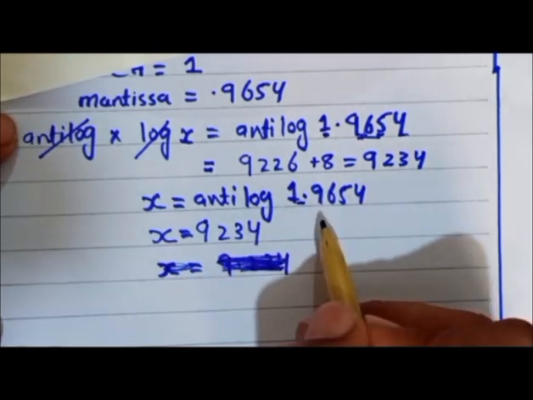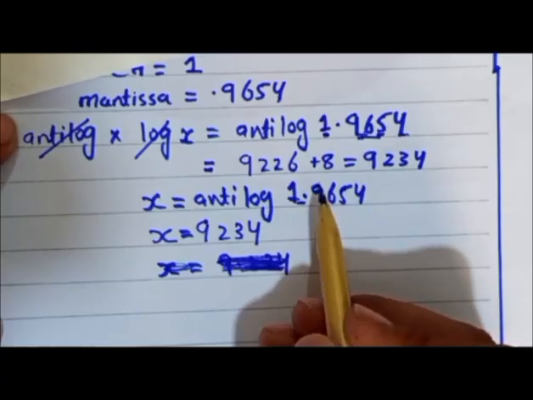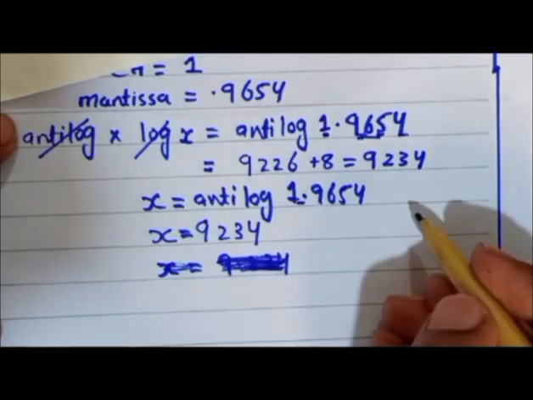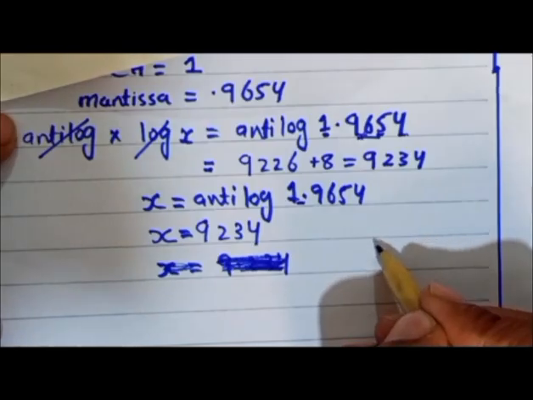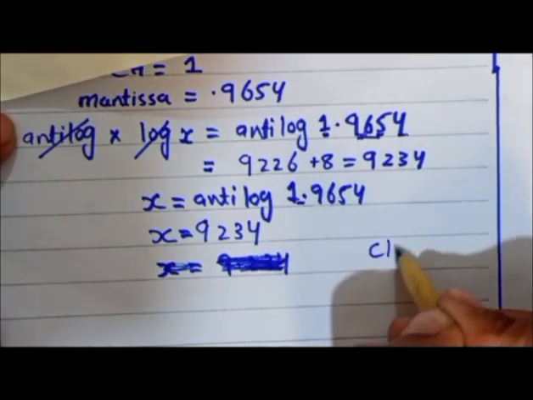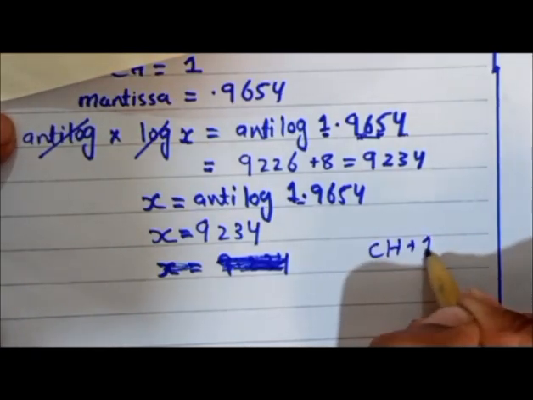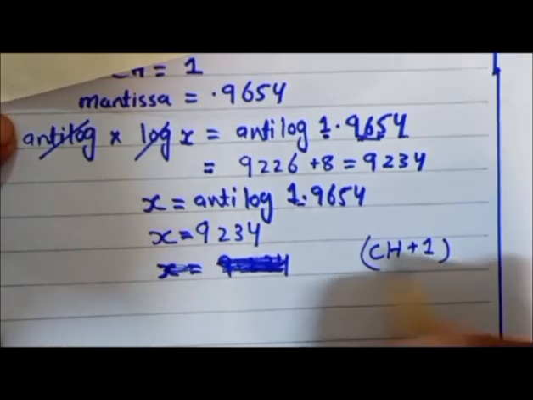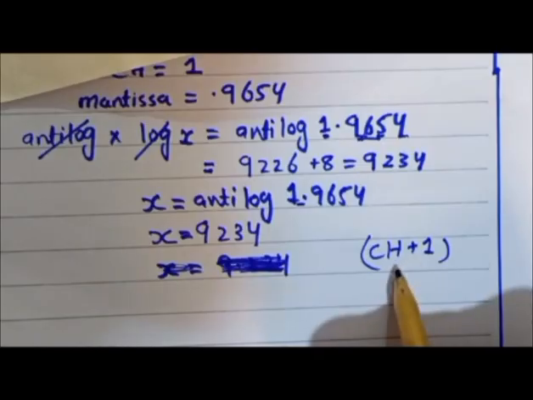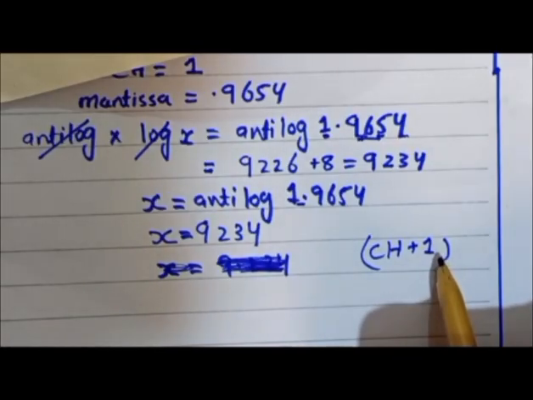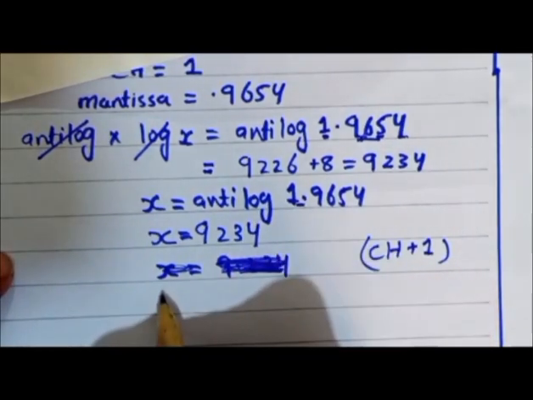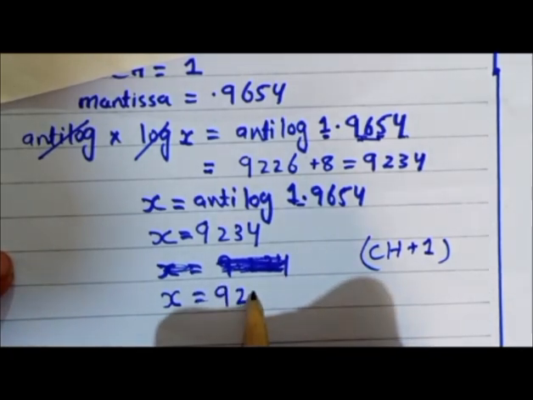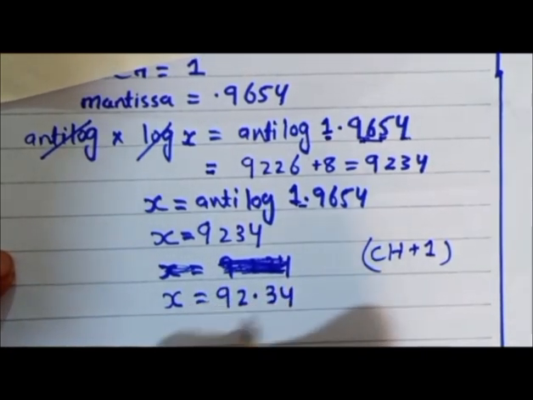For finding the decimal point, I already told you, you are supposed to see the characteristic. For putting the decimal point, you apply this formula: characteristic plus 1. Whatever your characteristic is, you add it to 1. Suppose your characteristic is 1, so 1 plus 1 is 2, so you will put the point after 2 digits: 92.34. So this is my answer.